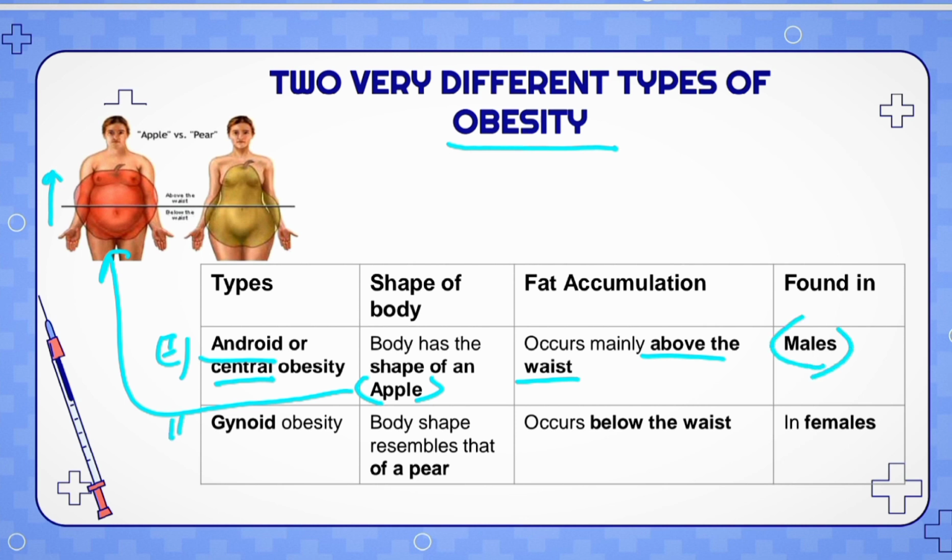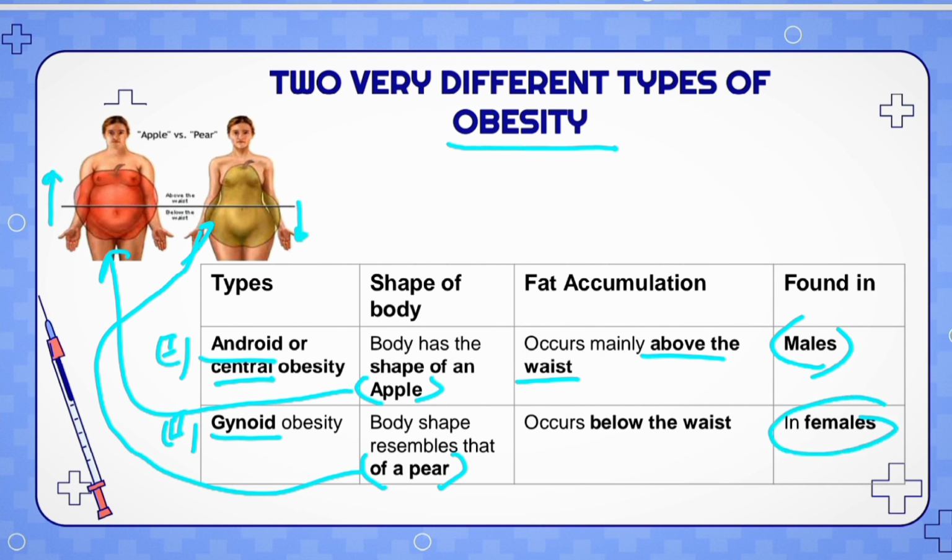However, the second kind of obesity is known as gynoid obesity. Here the body resembles the shape of a pear. Here we can see in this picture, and in this kind of obesity the fat accumulation usually occurs below the waist, and it is more common in females.